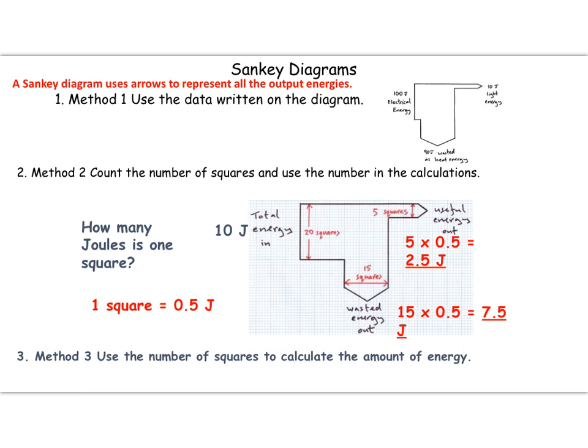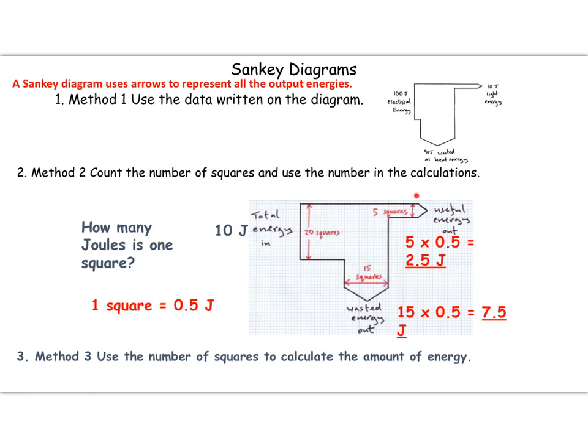The second method involves working out the amount of joules represented by 1 square in terms of the diagram. So here you can see that we have total energy in, which is 20 squares, and we have 10 joules of energy going in. So we can work out that 1 square will be 10 divided by 20 to get 0.5 joules per square.